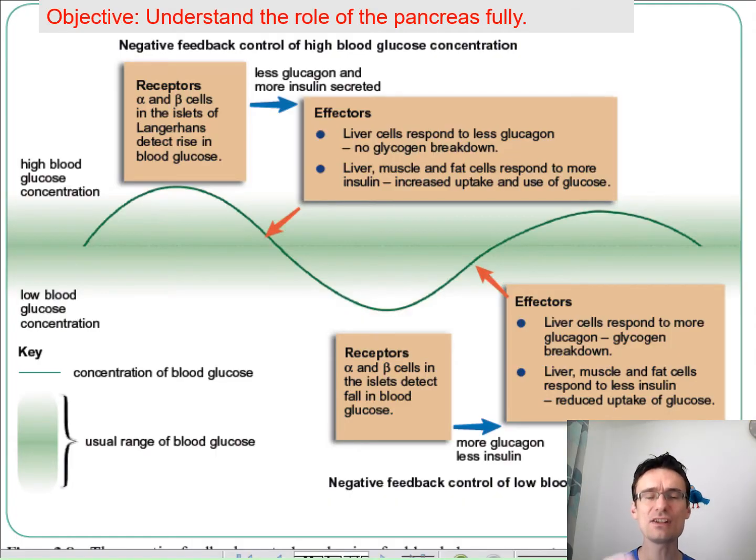Okay, so this graph shows you a summary of how blood glucose levels are controlled. If you follow my red line on here, once you've eaten, your blood sugar levels will increase, and that will be detected by the receptors, i.e. the alpha and beta cell receptors in the pancreas, and that then causes the release of insulin. So the alpha cells will stop releasing glucagon and the beta cells will start releasing insulin.